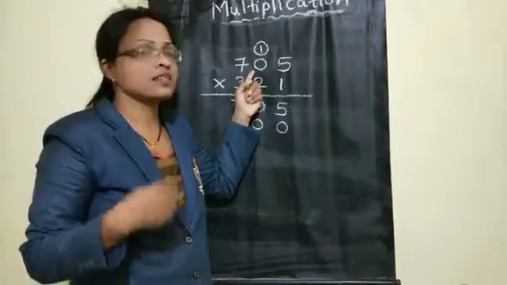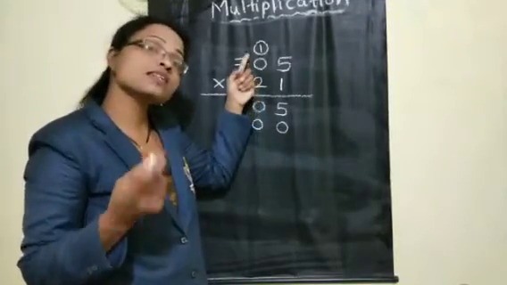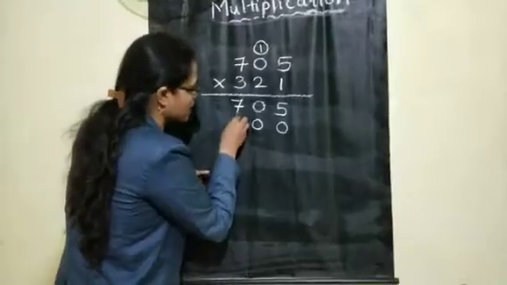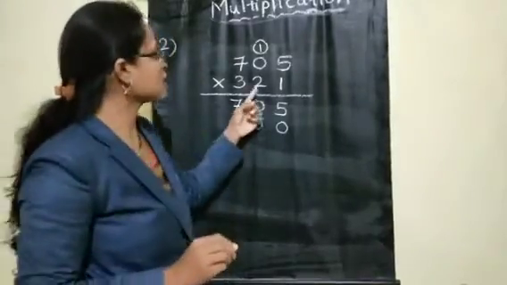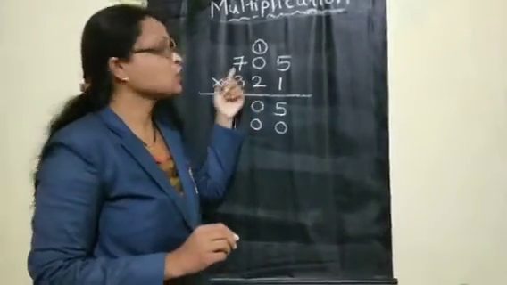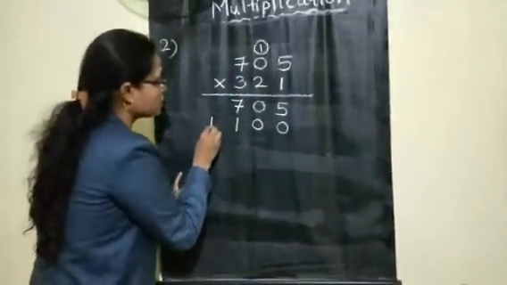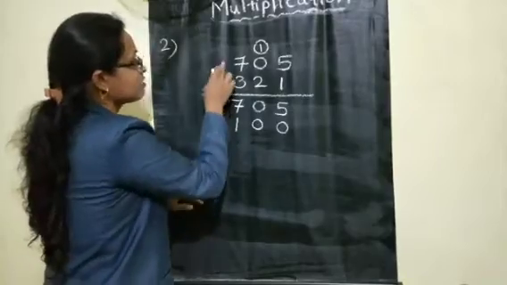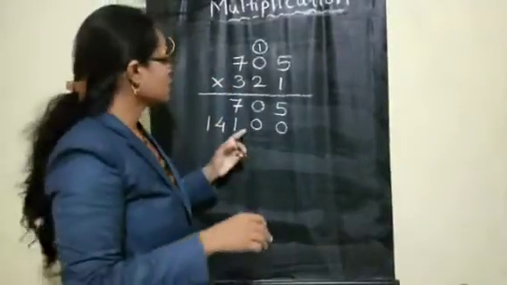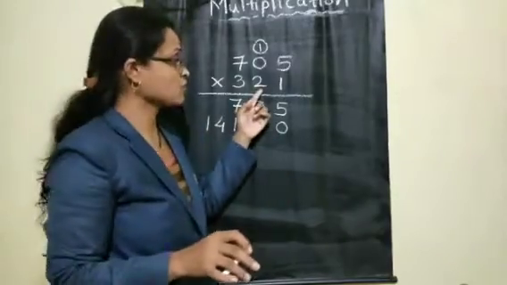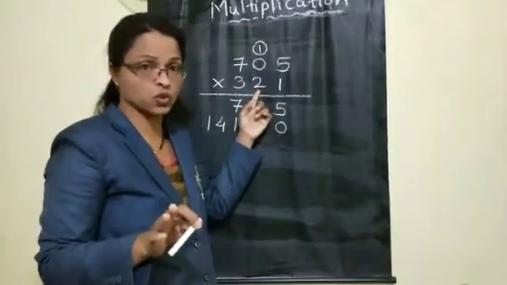2 zeros are 0. 0 plus the carry 1, you are getting the answer 1. So you are writing here 1. Now let us move to the 100 place. 2 sevens are how much? 2 sevens are 14. So both the numbers you are writing down here, because in front there is no number. Now here our second step is also over. Means multiplication with the tens place number is also over.